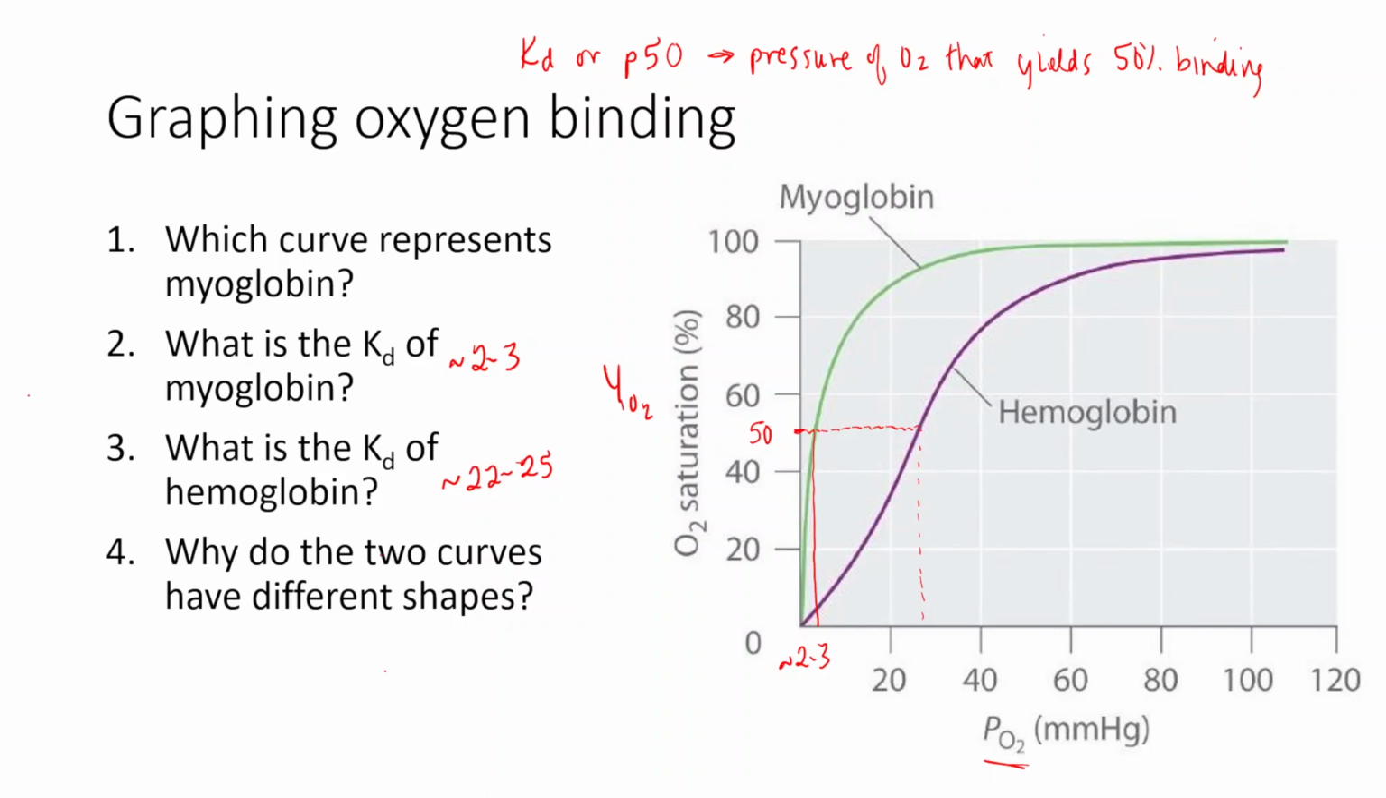So which one has a lower KD? Not a trick question. Yeah, myoglobin. So what does that mean in terms of how strongly it binds oxygen? If the dissociation constant is lower, is it binding more strongly or more weakly? Yeah, more strongly. If you have stronger binding, you have less dissociation, meaning you'd have a lower KD, right? Make sense? Cool.